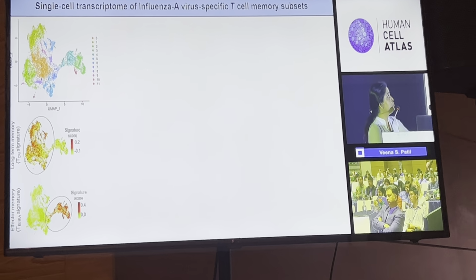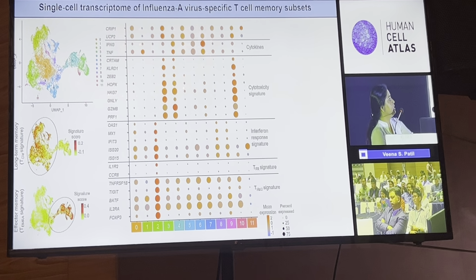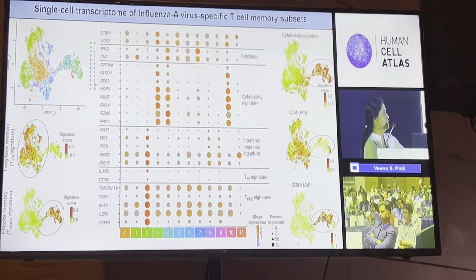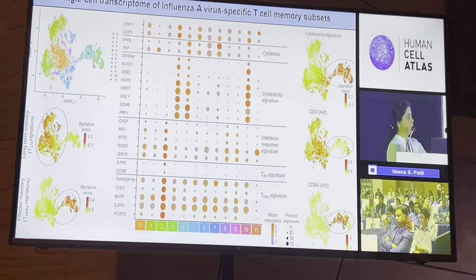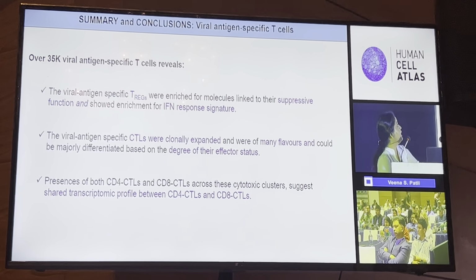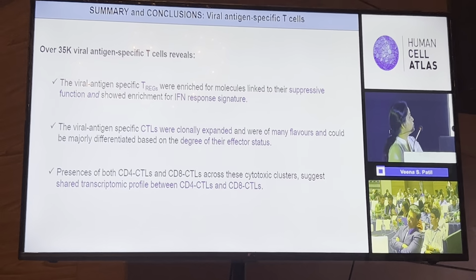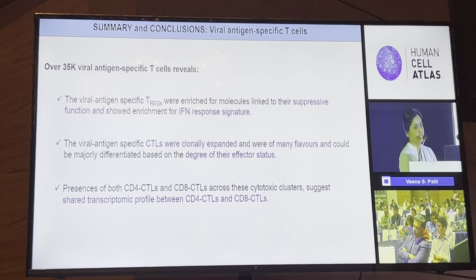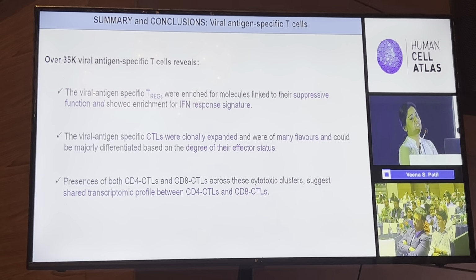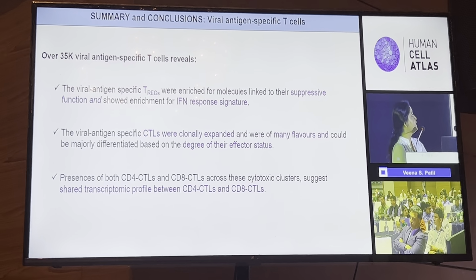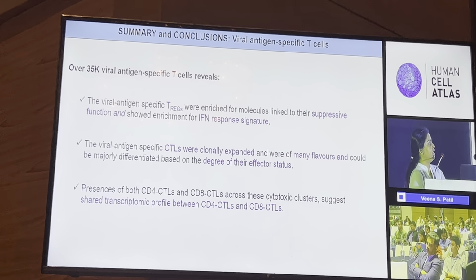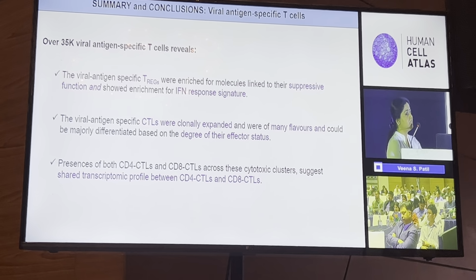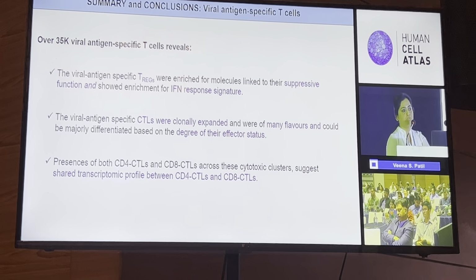The same is true for influenza virus, where there were again multiple cytotoxic clusters, and the Tregs were enriched for the interferon response. CD4 and CD8 did not distinguish these CTL clusters. So overall, the viral antigen-specific Tregs are indeed suppressive in nature, and they are showing an enrichment for interferon response. We have a lot of evidence suggesting that they could be Th2 suppressive in nature. And the CTLs were clonally expanded and came in multiple flavors. These flavors could only be distinguished based on their effector molecules and not based on their CD4 or CD8 origin.